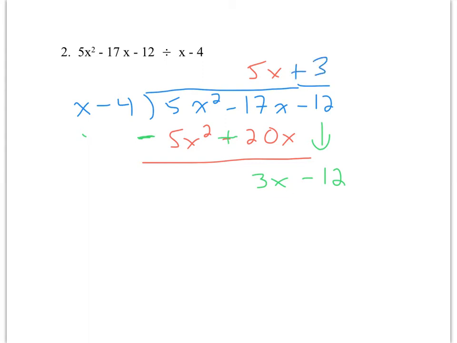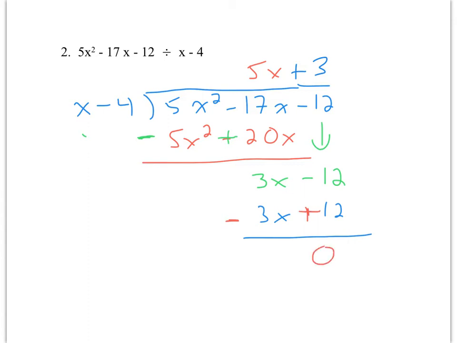I'm going to multiply through. 3 times x is 3x. 3 times negative 4 is minus 12. Without doing much here, let me just change my signs. When I subtract, we can see my remainder is 0 once again.